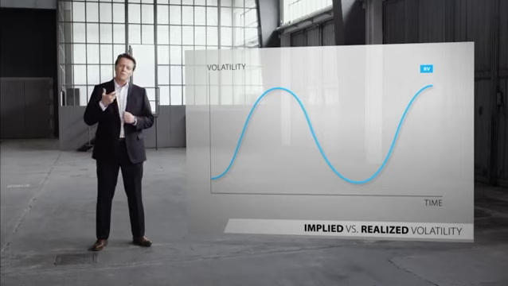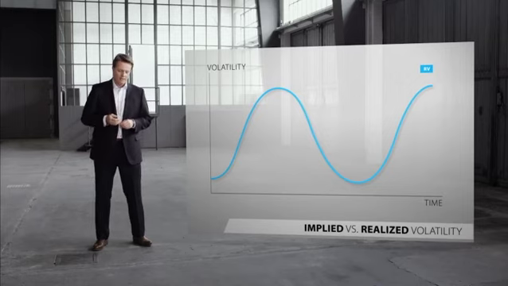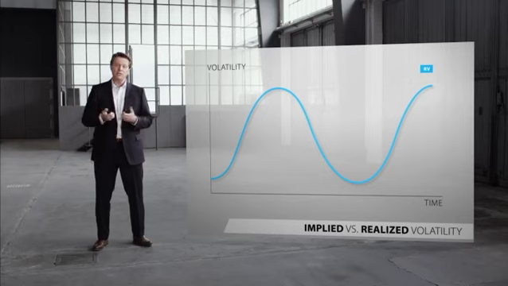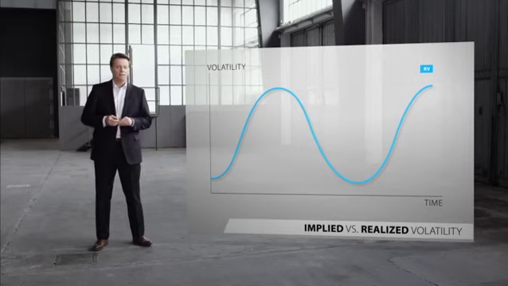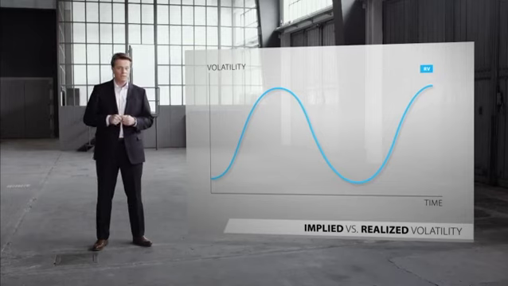The second argument is about how options are priced in capital markets. All option traders, including myself, have no clue about what the future will bring. In particular, we do not know how volatile the future will be. That's why we base the pricing of options not on our expectations about future volatility, but rather on the level of the recently experienced volatility.